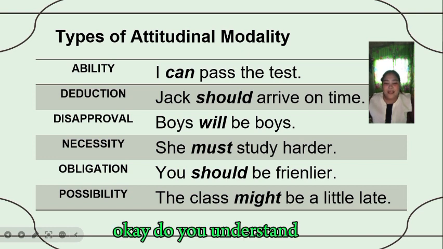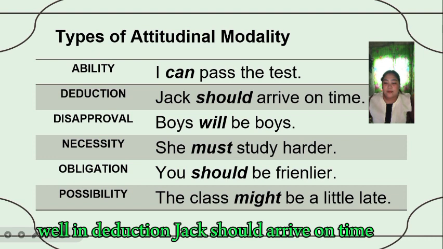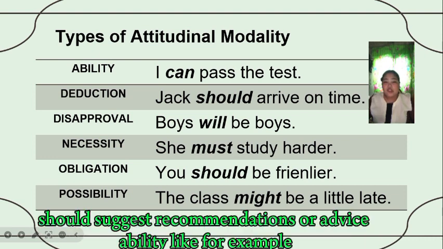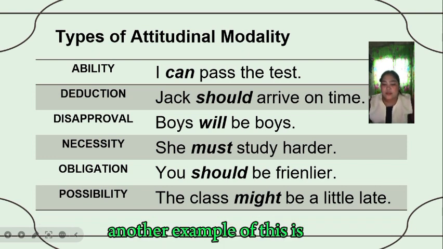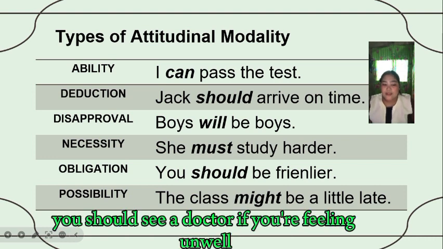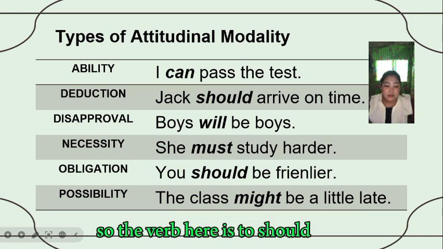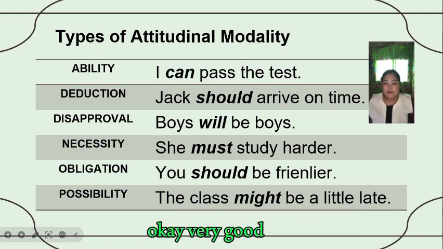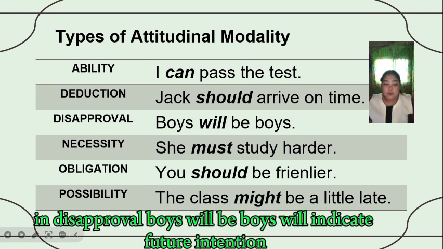Okay, do you understand? Okay, very good. While in deduction, Jack should arrive on time. Should suggests recommendations or advisability. Another example of this is you should see a doctor if you're feeling unwell. So the verb here is the should. Okay, very good. While in disapproval, boys will be boys.